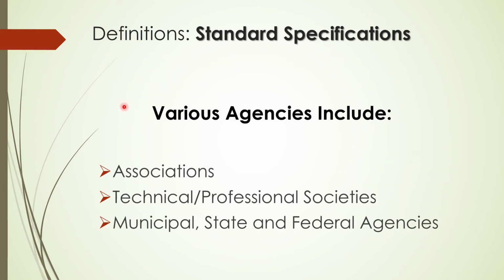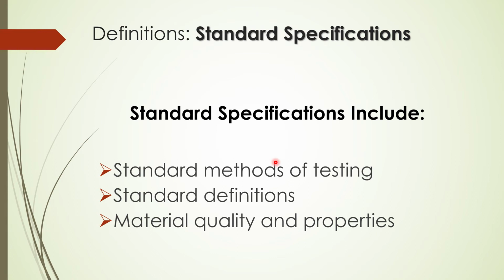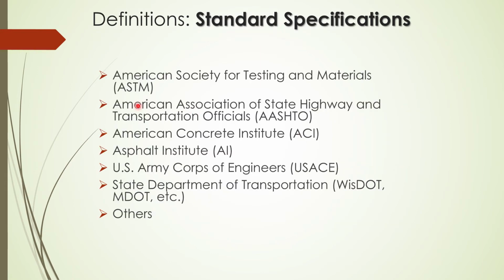All right, standard specifications. Agencies include associations, technical professional societies, municipal, state, and federal agencies. Standard specifications, so not contract specifications or project specifications. This is a standard specification. They include standard methods of testing, standard definitions, material quality, and property. As you look, ASTM, AASHTO, ACI, Asphalt Institute, USACE, WisDOT, MDOT, and others. These develop those standard specifications of how I need to test it and the material properties.